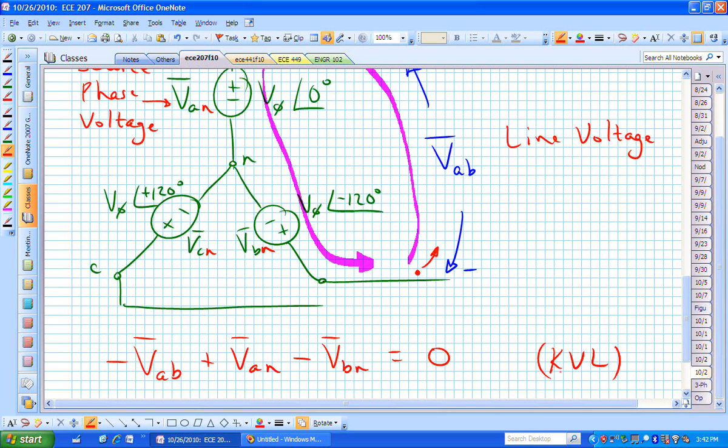And you need to be able to do KVL. We're going to be doing that all semester. Even when we get into operational amplifiers, you need to get comfortable with KVL and doing it across air gaps.